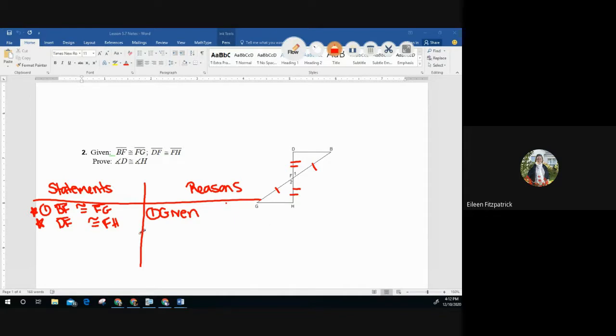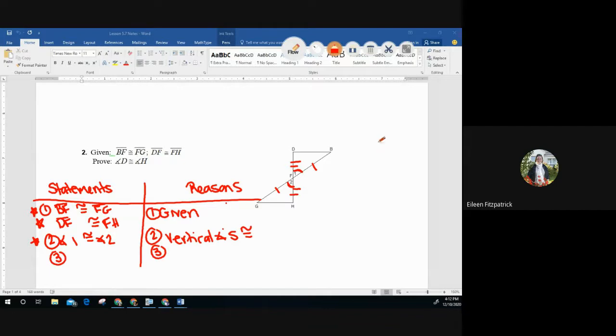Does anyone see anything else that's congruent? Do we see our vertical angles? Angle 1 is congruent to angle 2. I can say angle 1 is congruent to angle 2. How did I know that? Because they're vertical angles. So vertical angles congruent. Now I have my 3 stars, so I should be able to prove that the triangles are congruent.